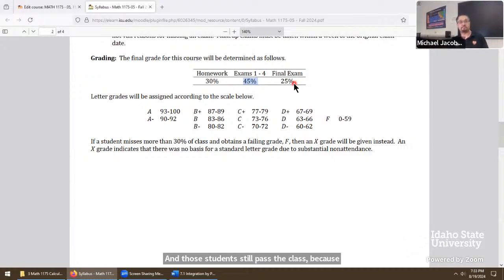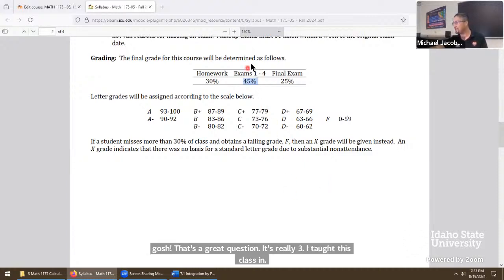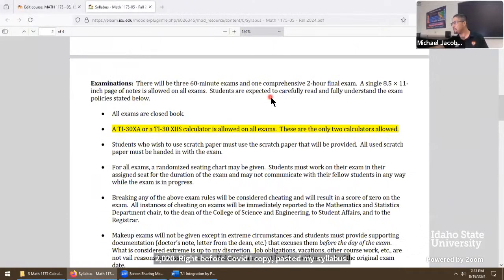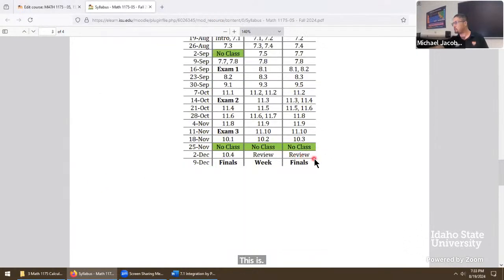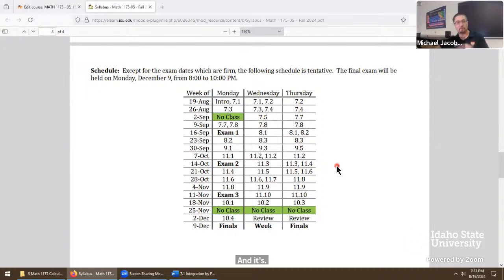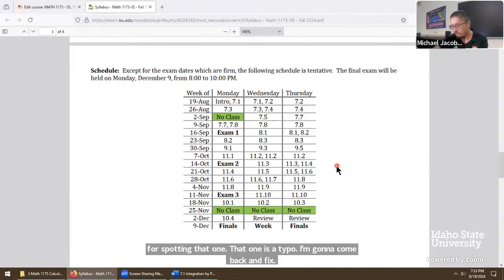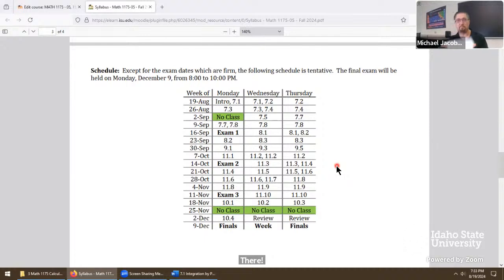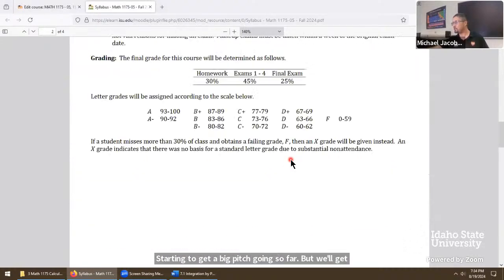Yes, go ahead. Is there 4 or 3 exams? Oh gosh, that's a great question. It's really 3. I taught this class last in 2020, right before COVID. I copy pasted my syllabus. So that's a typo right there. This is correct. There'll be 3 exams, and it's also on this day-by-day schedule right here. Thanks for spotting that one. That one is a typo. I'm going to come back and fix. There are 3 exams. Starting to get a big page going so far, but we'll get these things corrected by Wednesday. Thanks for spotting that one.